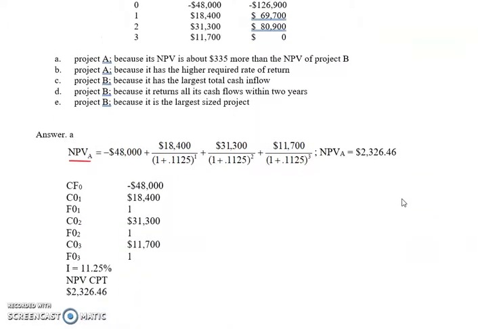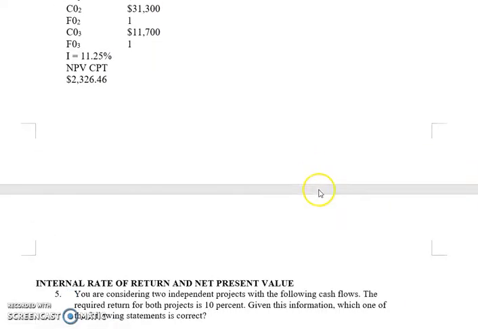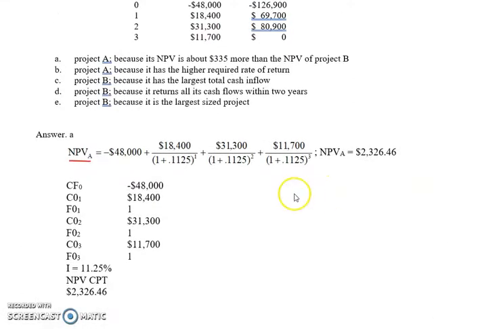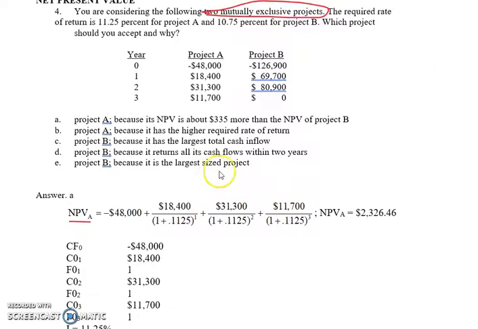And then you do the same thing for NPV B. The answer is not shown here, but when you compare that, you will see project A, because the NPV is about 335 more than project B. So when you find out the NPV for project B, you're going to see the difference. So the answer is A.